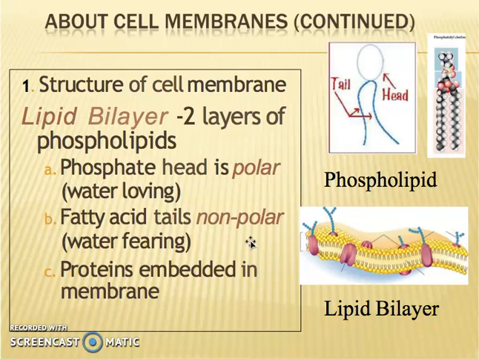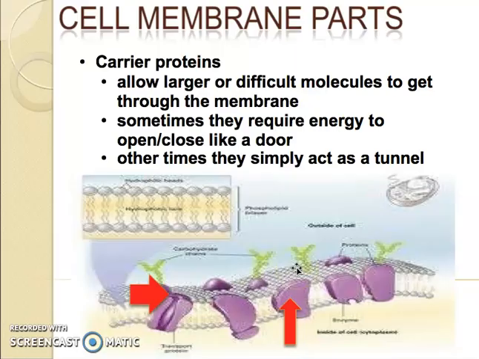If you are going into the detailed structure of the lipid bilayer, there are 2 layers of phospholipids present. The phosphate head is polar, that is water loving, and the fatty acid tails are non-polar in nature and water fearing. And if you can see, this is a long chain of fatty acids which is acting like a tail, and then there is a cluster of structures which are embedded, and this ball-like cluster structure is making the head. Proteins are embedded in the membrane. Here you can see the pink colored structures are the proteins which are sandwiched between the 2 layers of the lipid.